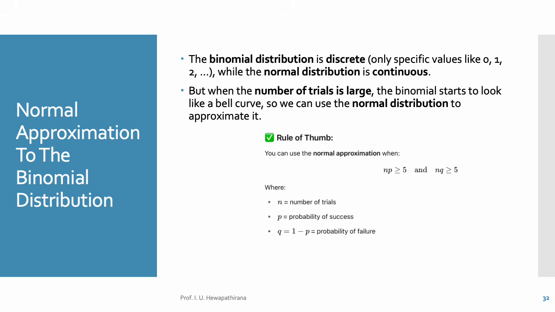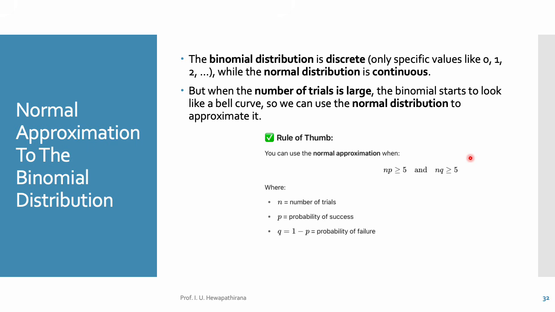The binomial distribution is discrete, as you know, and the normal distribution is continuous. However, when we are performing a test and the outcome is a binomial distribution, if the number of trials is large, the binomial distribution actually starts to look like a bell curve. So, in that case, we can use the normal distribution to approximate it. There is a rule of thumb that you have to follow to make sure that it actually follows a normal distribution, so we can apply the normal approximation to the binomial distribution.